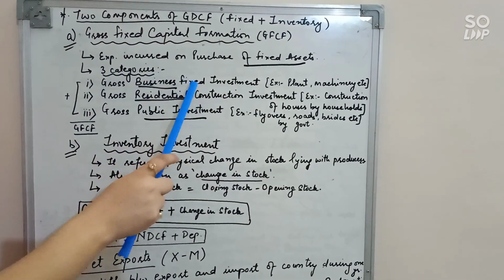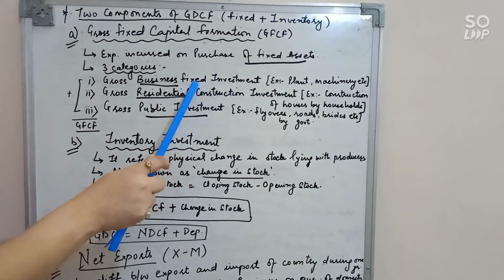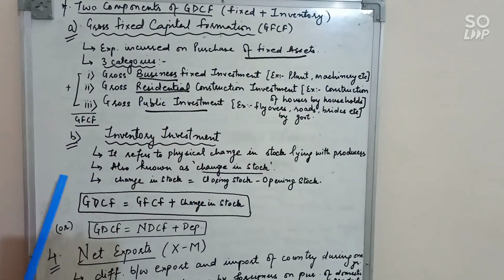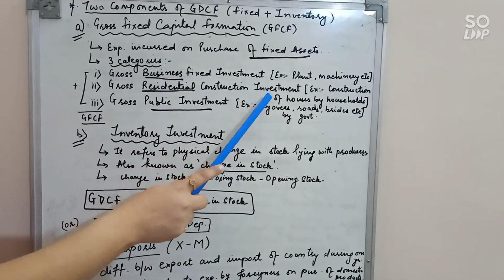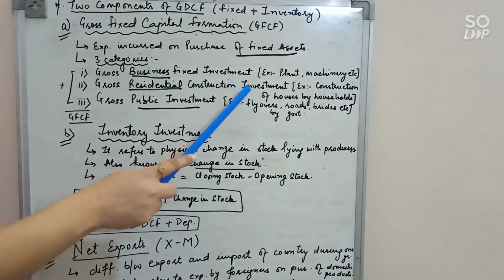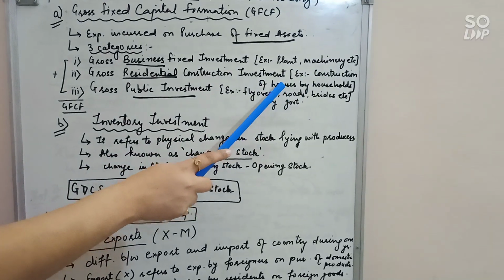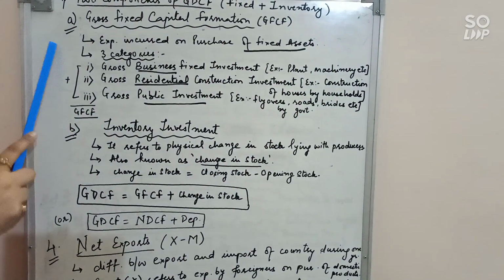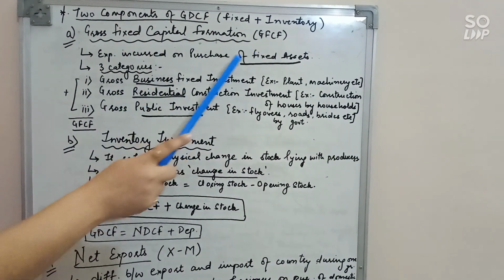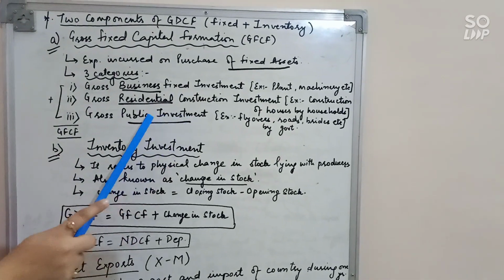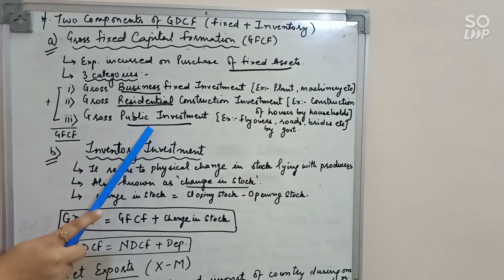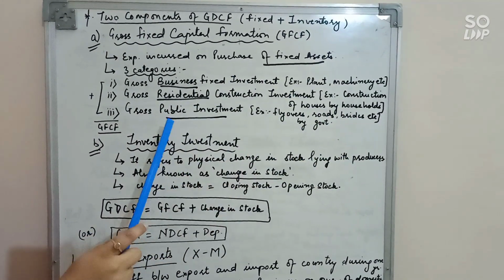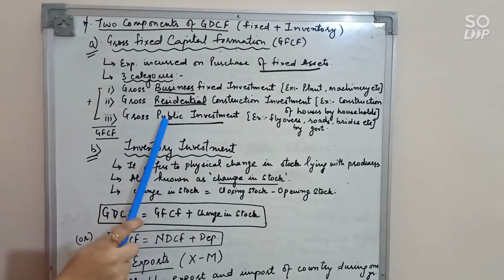First is gross business fixed investment, any expenditure incurred on fixed assets by the producer. Example, the purchase of plant, machinery, etc. Second, gross residential construction investment. As we have discussed earlier, construction of houses is a capital good. So any construction of houses by the household comes under this point. This is a part of fixed assets. Third, gross public investment. Any expenditure done by the government on capital formation. For example, flyovers, roads, bridges, etc. This expenditure comes under gross public investment.